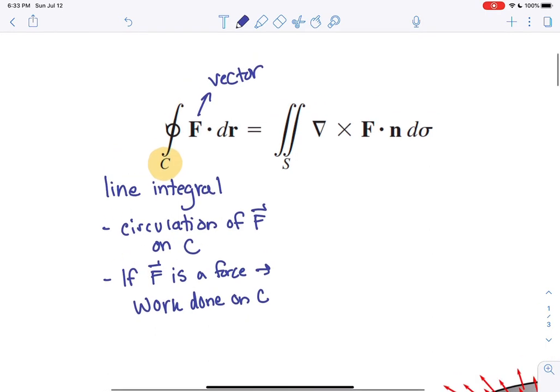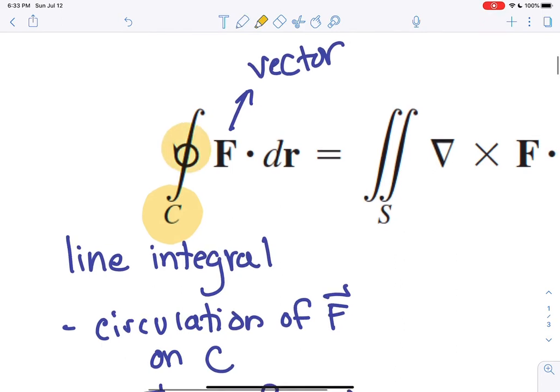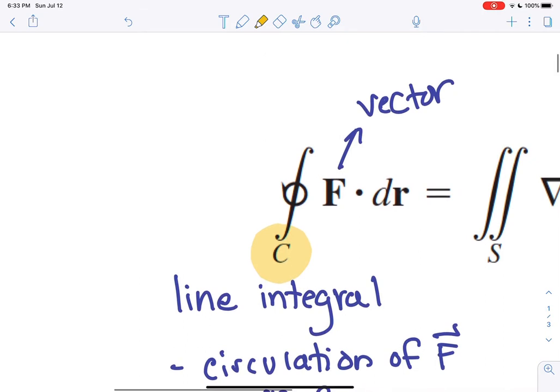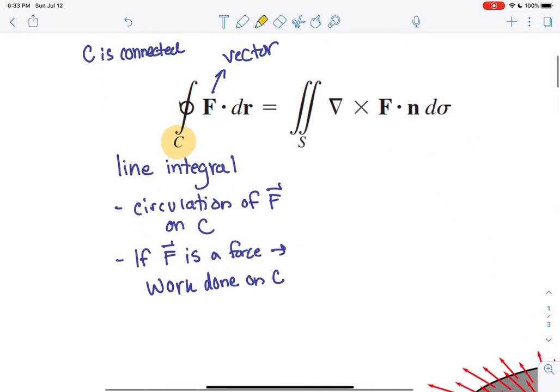Also, if you notice here, we're doing line integrals where C must be a simply connected path. That's what the circle on the integral symbol means: that C must be simply connected. So this only applies to line integrals through vector fields where C is connected. Okay, so that's the left-hand side. Really, you're finding the circulation of F.